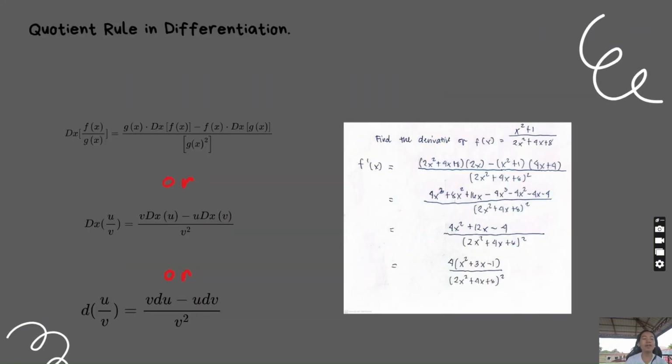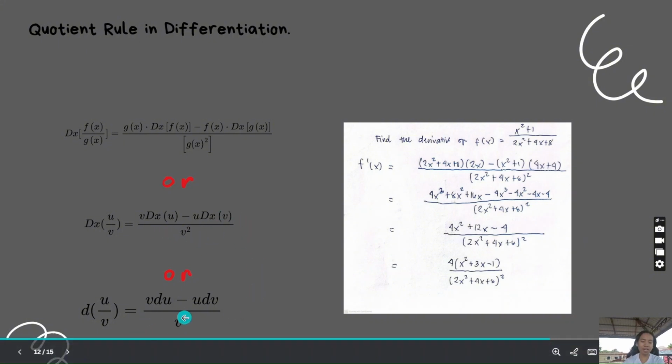Okay, so now we are in the quotient rule in differentiation. We have here three different formulas. The first one is the derivative of f of x over g of x is equal to g of x times the derivative of f of x minus f of x times the derivative of g of x, all over g of x squared. We also have another formula, the derivative of u over v is equal to v times the derivative of u minus u times the derivative of v, all over v squared.